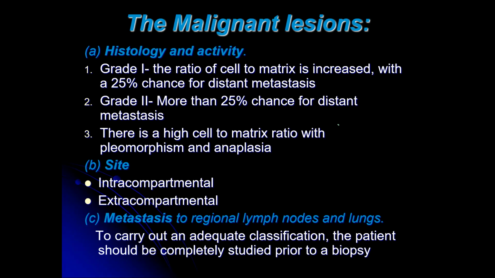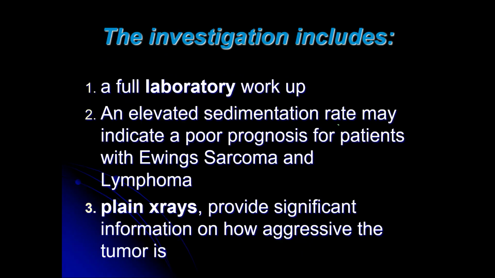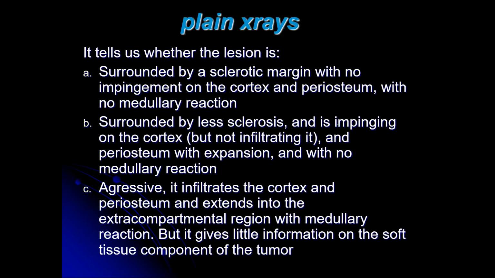Metastasis to regional lymph nodes and lungs indicates distant spread of the tumor. The investigation includes a full laboratory workup. An elevated sedimentation rate may indicate a poor prognosis for patients with Ewing sarcoma and lymphoma. Plain X-rays provide significant information on how aggressive the tumor is. It tells us whether the lesion is surrounded by sclerosis, as we mentioned. Less sclerosis is more aggressive. It is aggressive if it infiltrates the cortex.